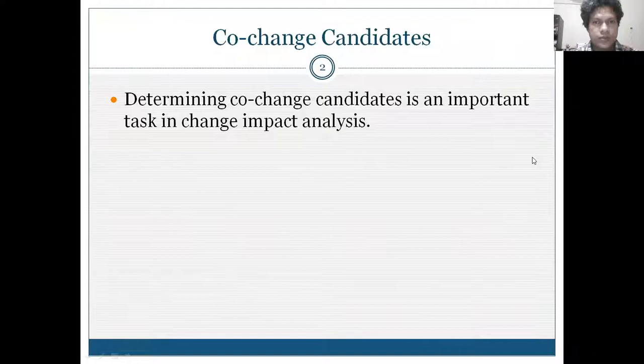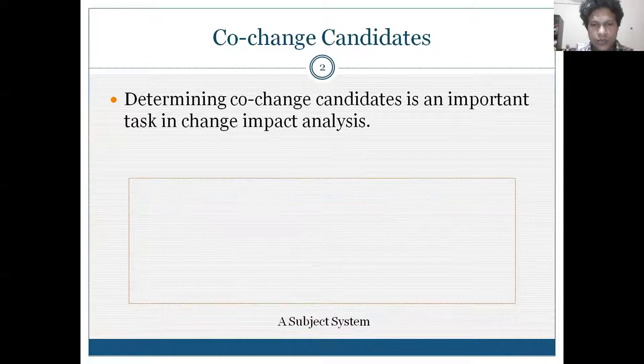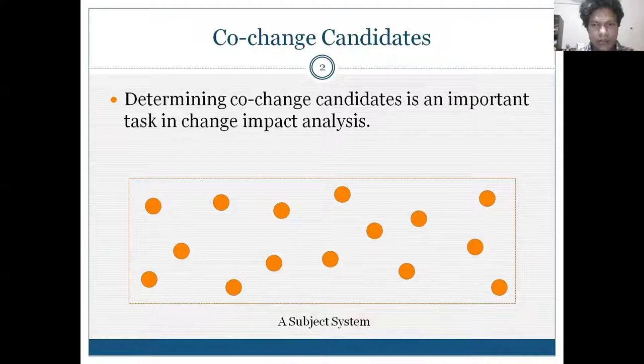I first would like to describe what co-change candidates are. The co-change candidates are those software entities that have a tendency of changing together. Let's say we have a software system that contains many software entities. These entities can be files, methods, classes, or even code fragments. This is the target entity which a programmer is now going to change.